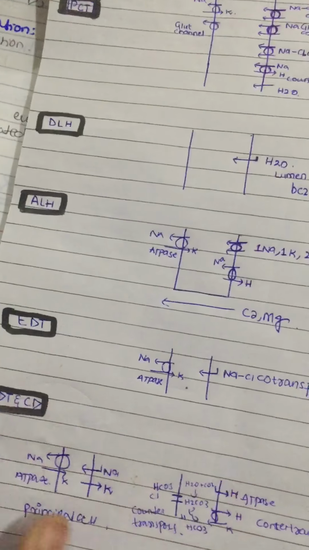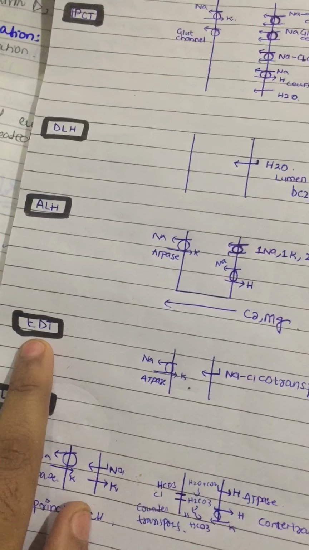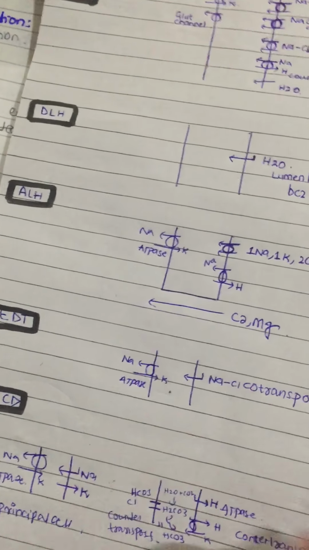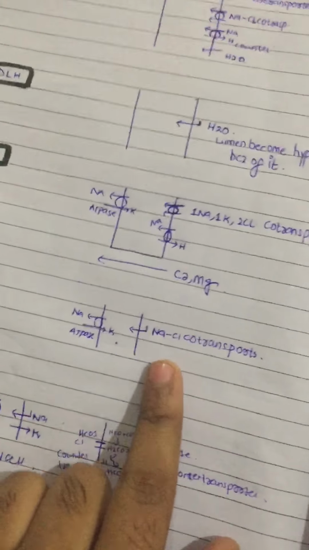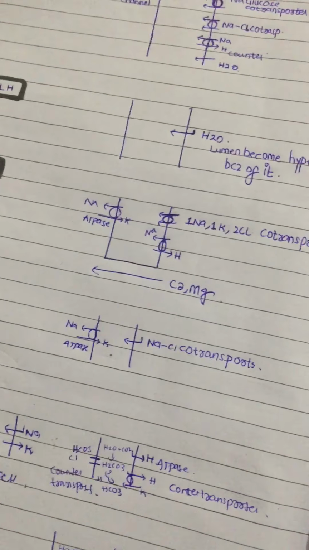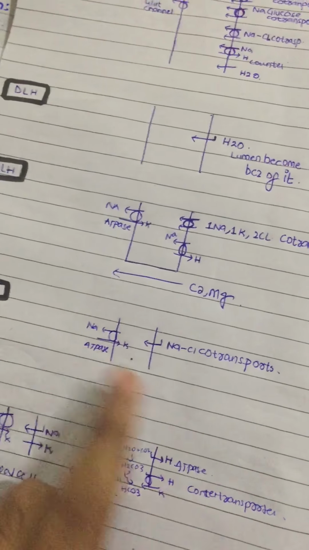Okay, now we're going to have the early distal tubule, early distal convoluted tubule, you can also call that. Here we're going to have the sodium chloride co-transporter, which is going to absorb the sodium and chloride, and there's going to be sodium potassium ATPase on the basolateral membrane.